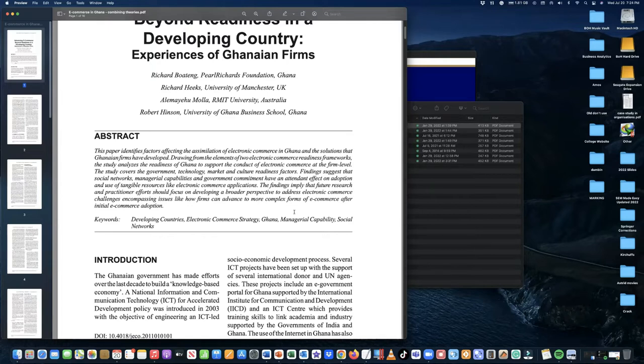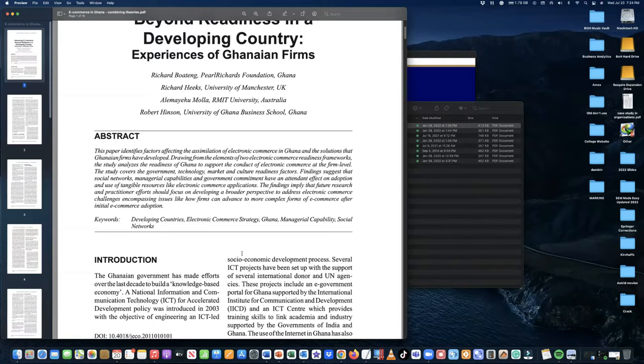Now, drawing from the elements of two electronic commerce readiness frameworks, the study analyzes the readiness of Ghana to support the conduct of electronic commerce at the firm level. So remember, the study covers government, technology, market, and culture. All of these are what? Can't you see how all of them are environmental factors? Technology here may be seen as a factor on its own, but it's also working on technology in the organization or technology outside the organization, in the industry. And then market, and then cultural readiness.